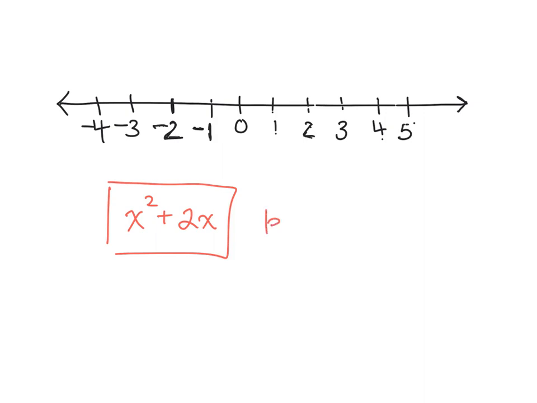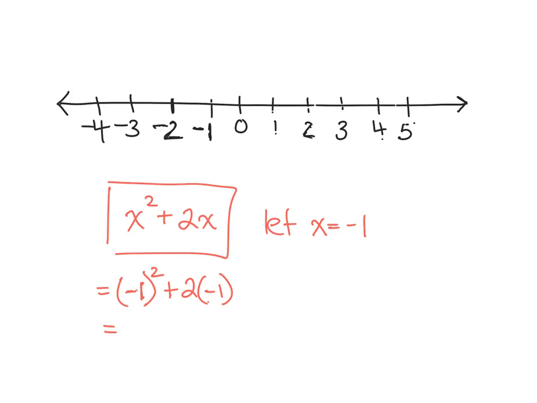And I'm gonna say, let's let x equal -1, let's just say. So x is -1. So let's go ahead and put that in to our expression. So we got -1 squared plus 2 times -1. And then let's simplify this.